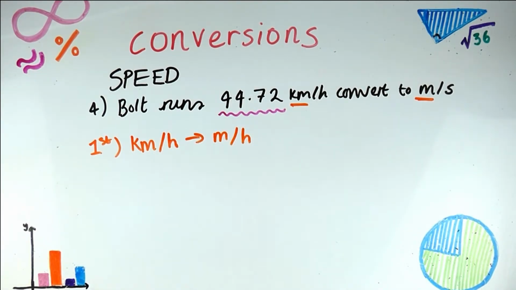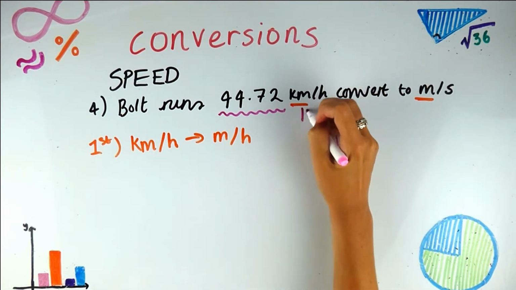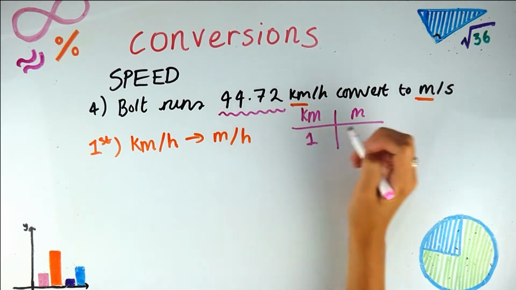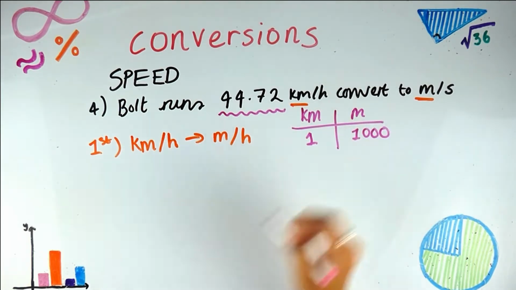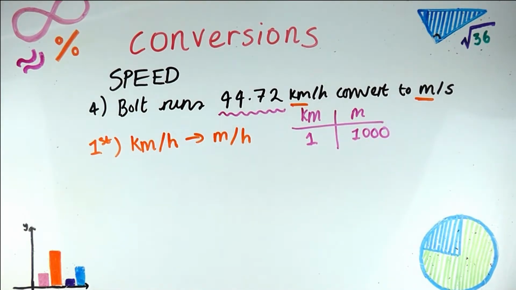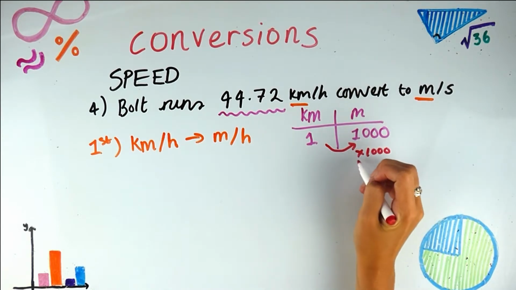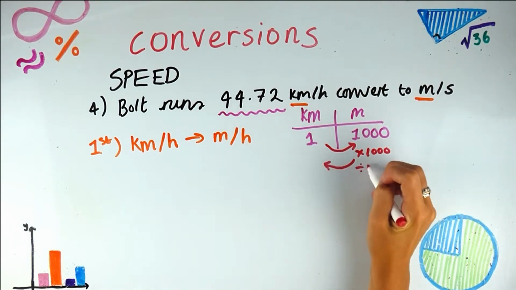Okay, so we can do that in a column way again. So if I have kilometers here and meters here, 1 kilometer has 1,000 meters. So I'm just telling you that. So if you walk a kilometer, you walk 1,000 meters. To get from there to there, I've multiplied by 1,000. If I want to go backwards, I'm going to divide by 1,000.